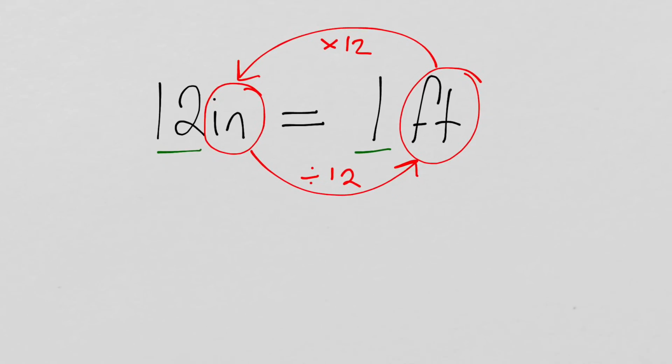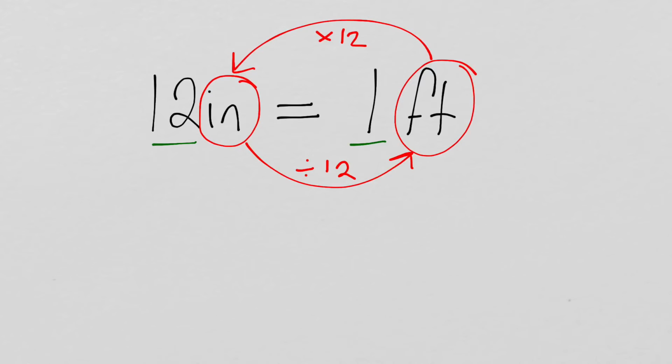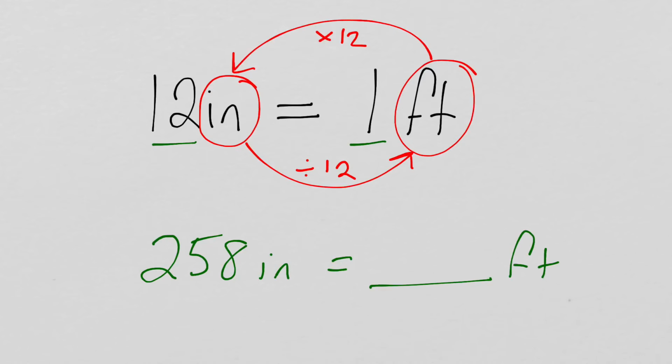So let's say I had a question that said something like 258 inches equals how many feet? Well, what am I moving from? I'm moving from inches to feet. So what do I got to do? I've got to divide by 12. So I've got to take 258 and divide it by 12 to get the number of feet.